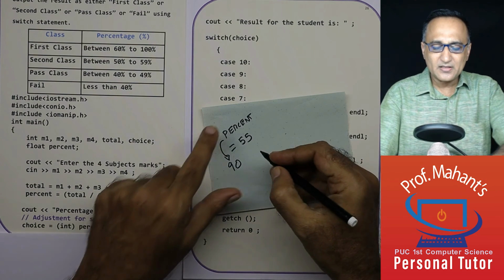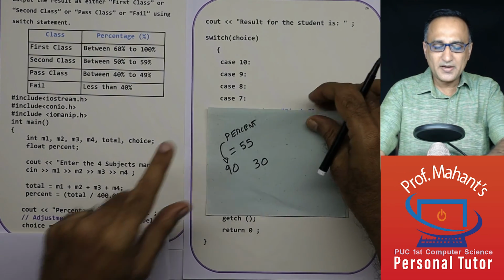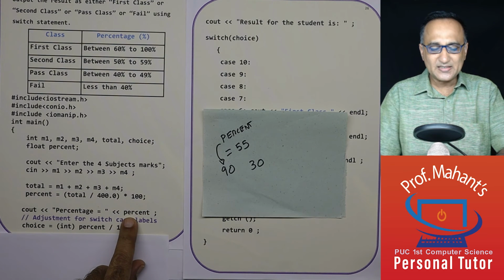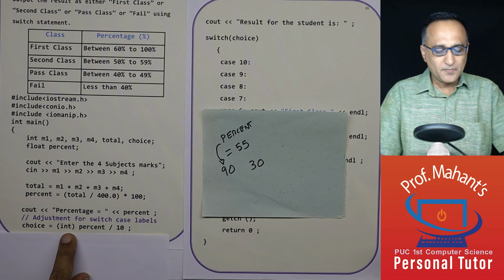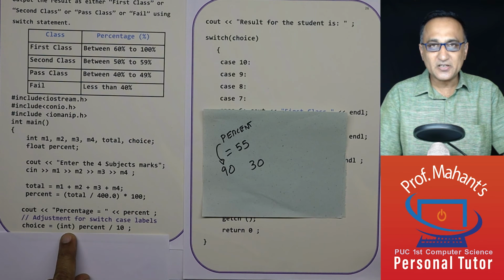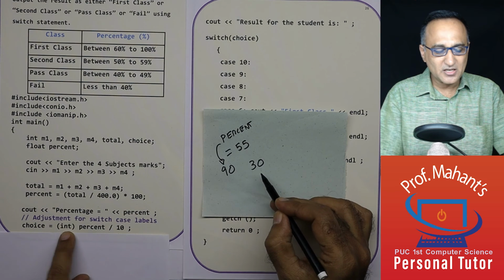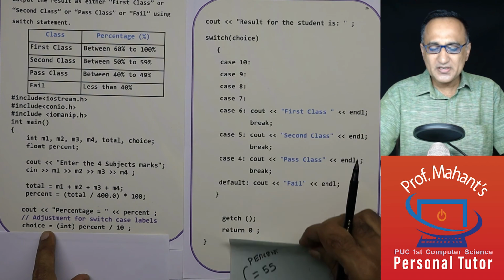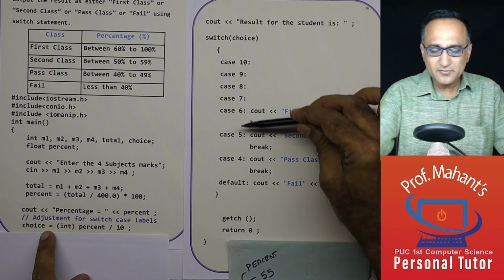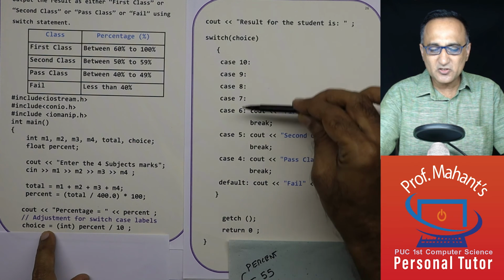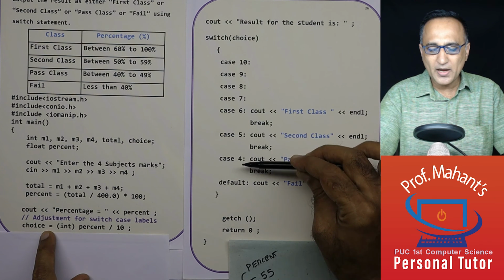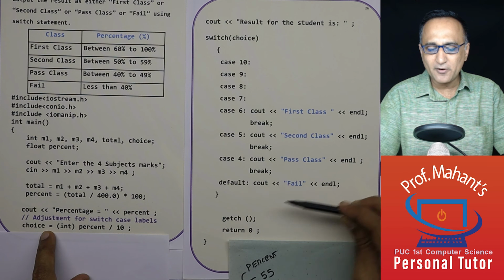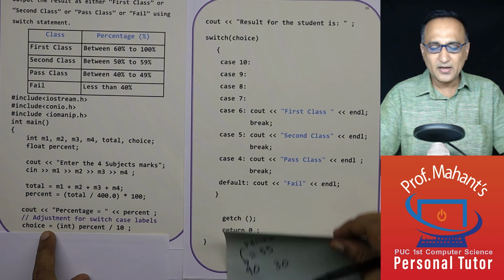Now let me enter the marks as, say, 30%. Percent is 30. 30 upon 10 is 3. The result is of the type integer. Since it's an integer division, it will just give me 3. Choice is 3. Since choice is 3, it will not match any of these labels, because 3 is not equal to any value from 10 to 6. It will come to default, print the value fail, and then come out of the program.